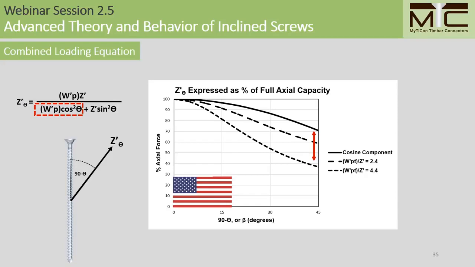This effect is clearly seen here on this chart for American design values. The upper bold line shown here represents the cosine component of purely axial loading, which is basically the approach that we take using the Truss model. The lower dashed lines here and here show how rapidly the combined loading equation drops off as we move away from pure axial loading. So for an axial to lateral capacity ratio of 4.4, we are reduced to less than 40% of the full axial capacity at 45 degrees, while the cosine component still gives us 70%.